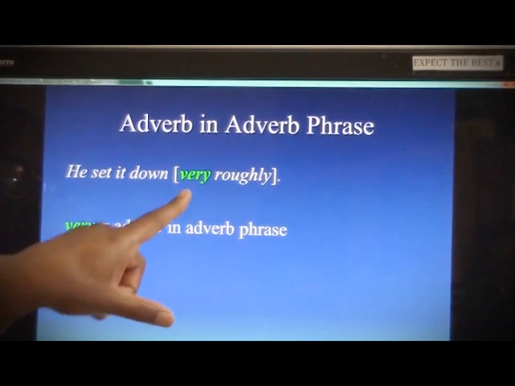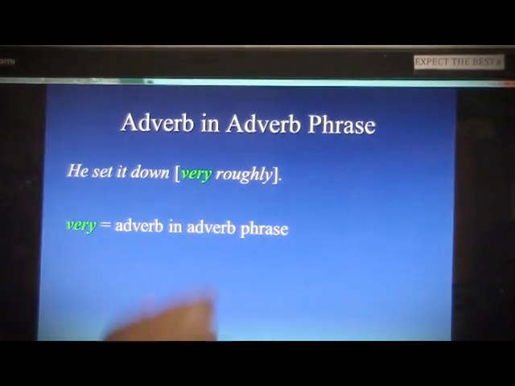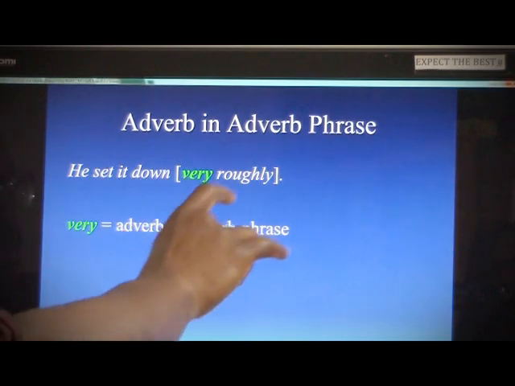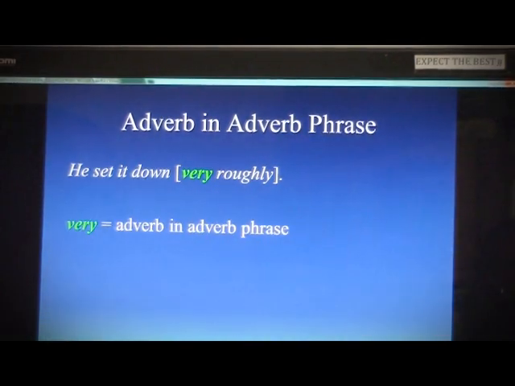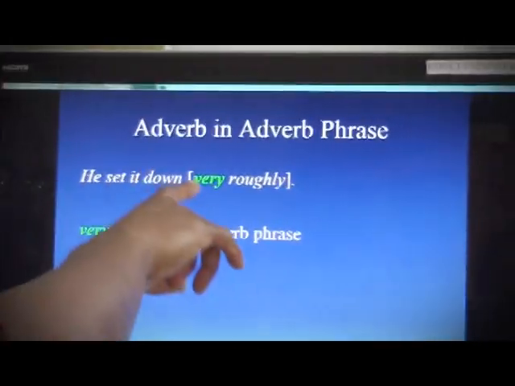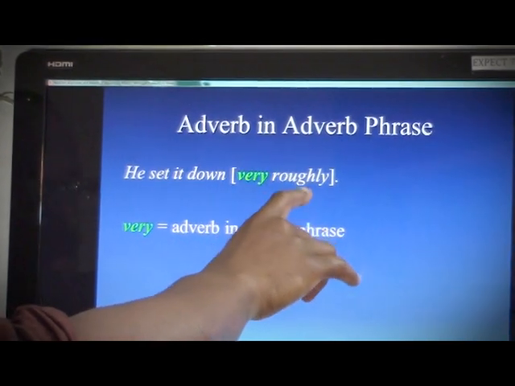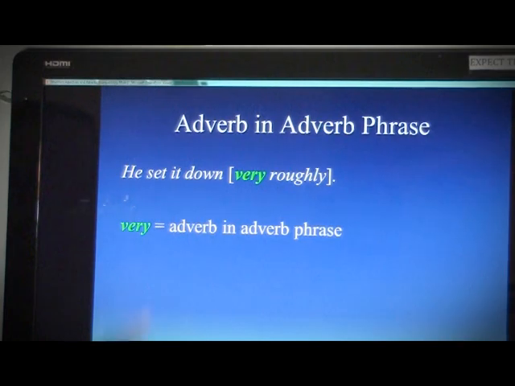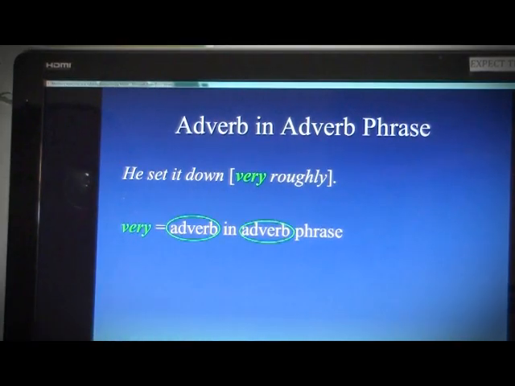Okay. Here's an adverb modifying an adverb. He set it down very roughly. So he set it down roughly, which is how he set it down. It describes the verb, right? Roughly describes the verb, but the very is modifying the roughly. Very roughly. Not a little roughly, not somewhat roughly, not even hella roughly. Very roughly. That's the adverb. It's modifying the adverb here, and both of these basically are modifying how he set it down. Set it down is the verb. Adverb modifying an adverb phrase.